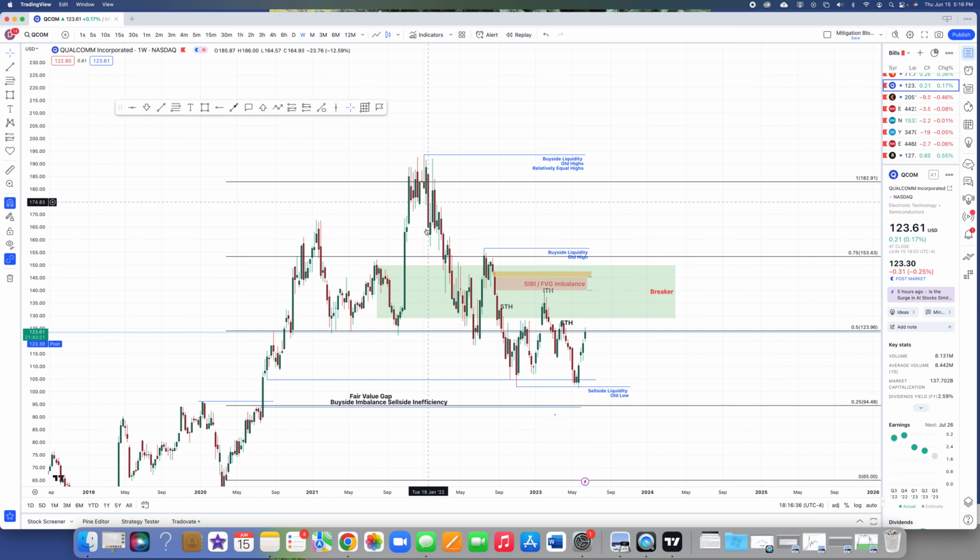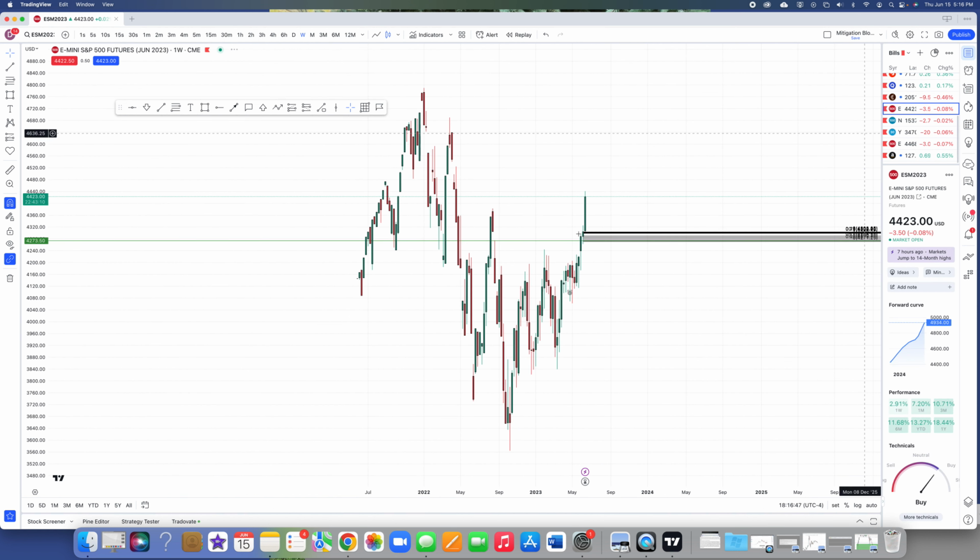So long term, my target is above this, and then it needs to show its hand a little bit more to get above here. So that's what I'm looking for. And then I'm going to move into E-mini S&P. I don't even remember what I was talking about with E-mini S&P. I don't even have to say it, I don't think.